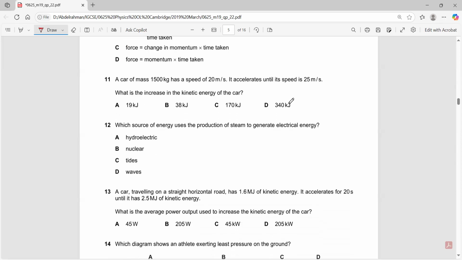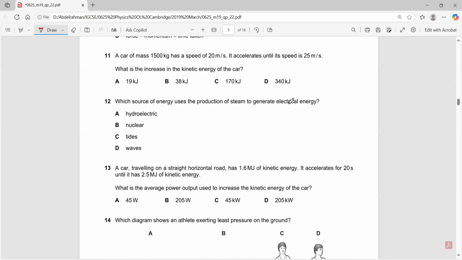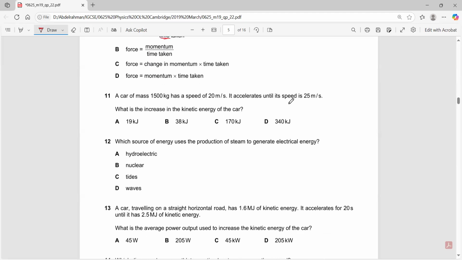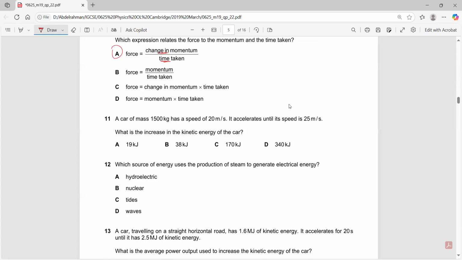A car of mass 1,500 kilograms has a speed of 20 meters per second, accelerates until it has a speed of 25 meters per second. What is the increase in the kinetic energy? Can I find the increase in the kinetic energy? Not the final, not the initial, the difference between them. Yes, the difference between them would be half mv squared minus half mv squared. So half times 1,500, final velocity is 25 squared, minus half times 1,500 times 20 squared. Again, we're talking about huge numbers, so it's okay. The value would be around 170,000 joules.